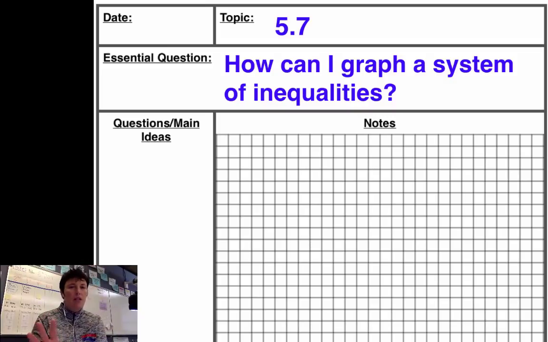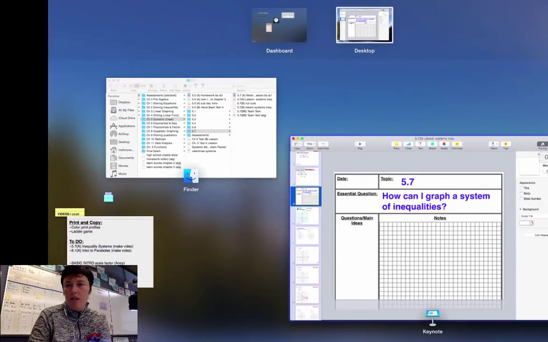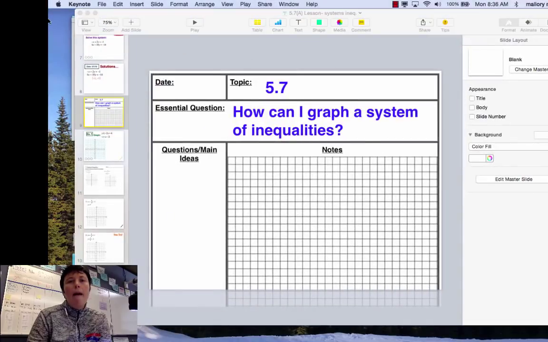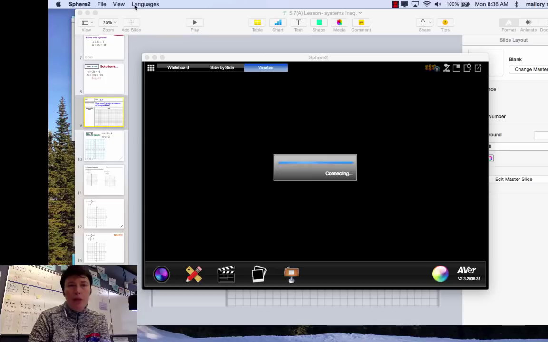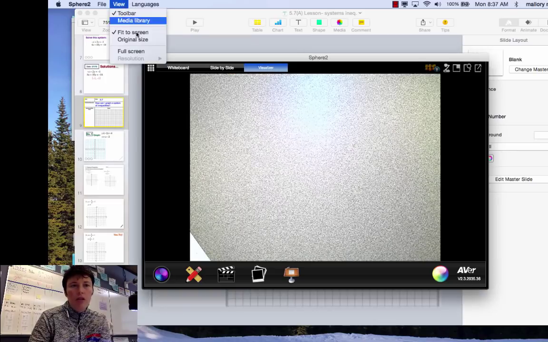To do this, I'm going to do a little demonstration first that you don't need to write in your notebook. You can watch and follow along. I'm going to switch screens because I think it'll be easier. What we're going to look at is what happens when two inequalities are put together. Let me show you what I mean.